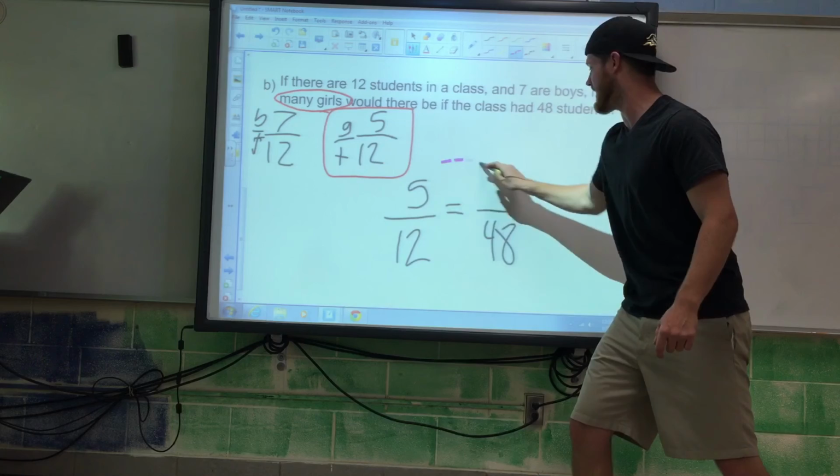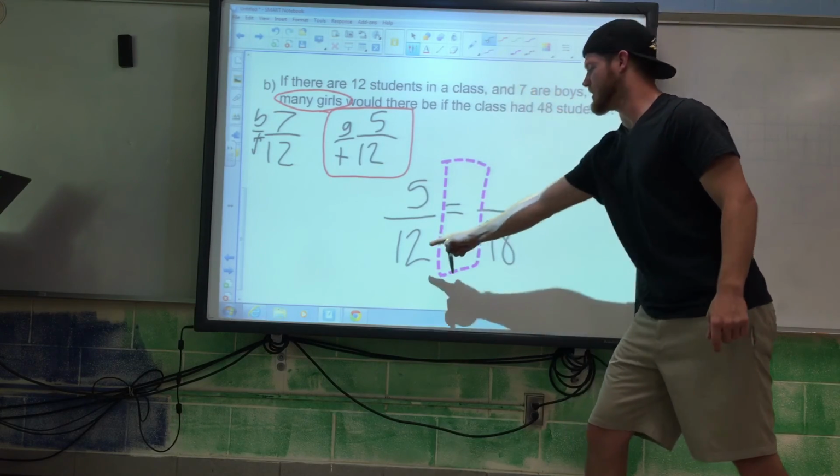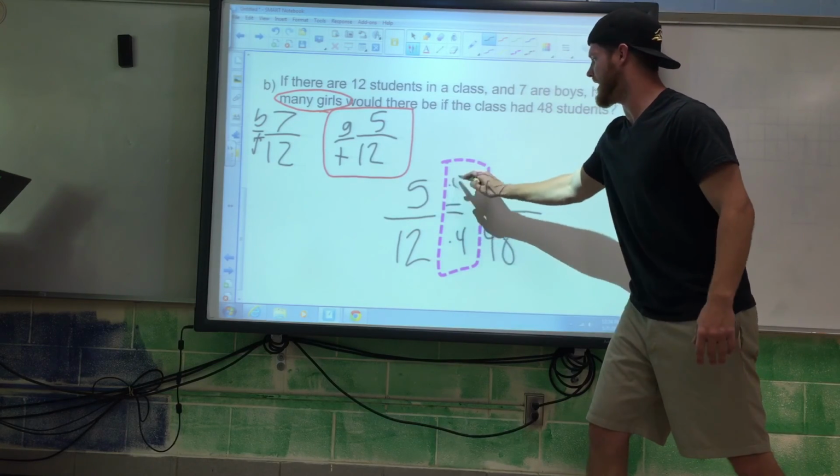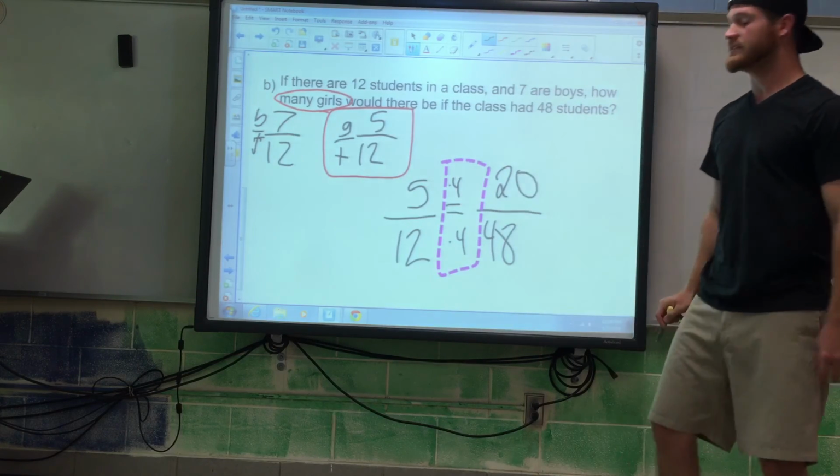Now, last but not least, find your middle section. What do you do to 12 to get to 48? You multiply by 4. So what I do to the bottom, I've got to do to the top. 5 times 4 is 20.